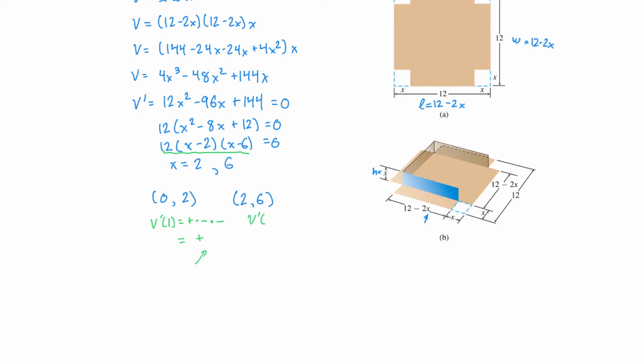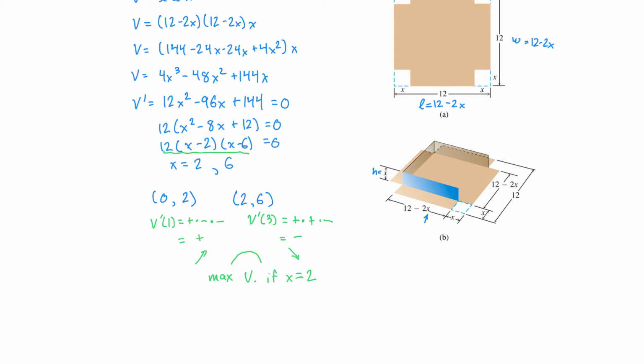And then V prime of, say, 3. When you plug that in, you'd have positive 12, and then 3 minus 2 is positive 1, and then 3 minus 6 is negative, so that is going to be equal to negative, which is decreasing. Awesome. That is a maximum. So we have a maximum volume if x is equal to 2.